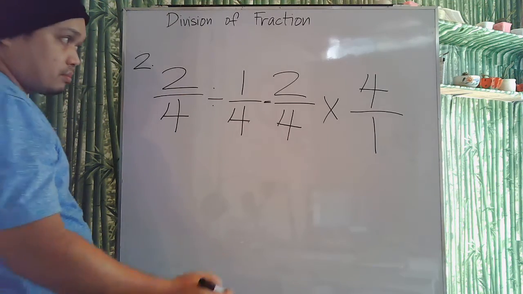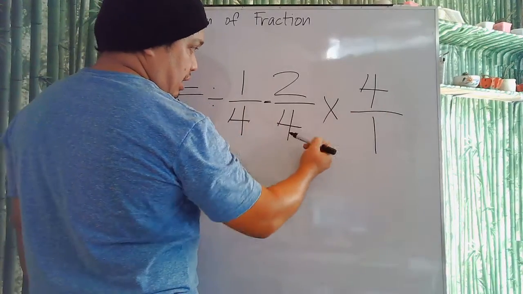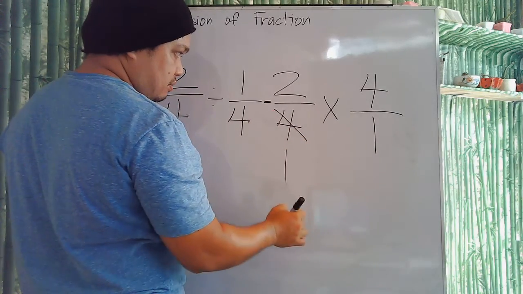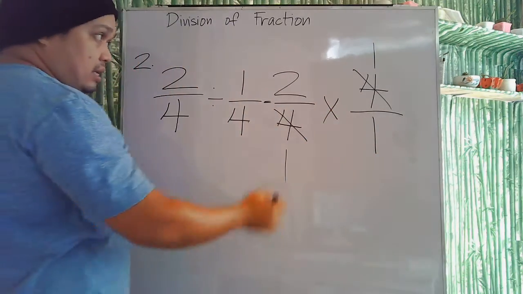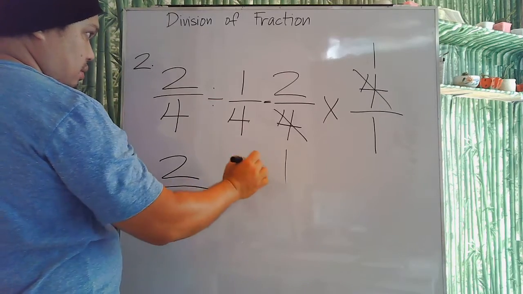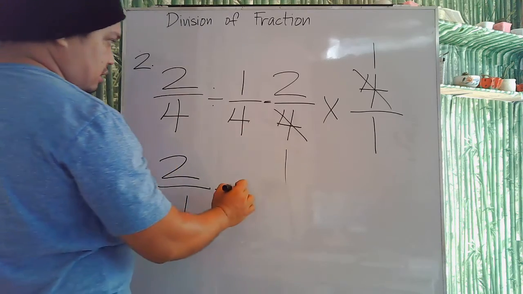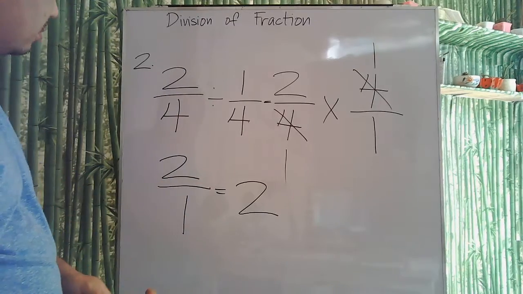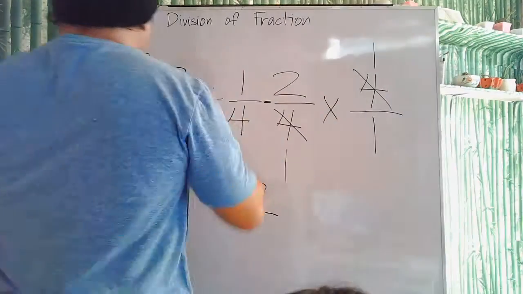And we can now multiply. Let's use the cancellation method. You can cancel this, divide them both by 4. So 4 divided by 4 is 1, while 4 divided by 4 is 1. So if we multiply, 2 times 1 is 2, while 1 times 1 is 1. So 2 divided by 1 is 2. Therefore, our answer is 2. So let's solve another example.